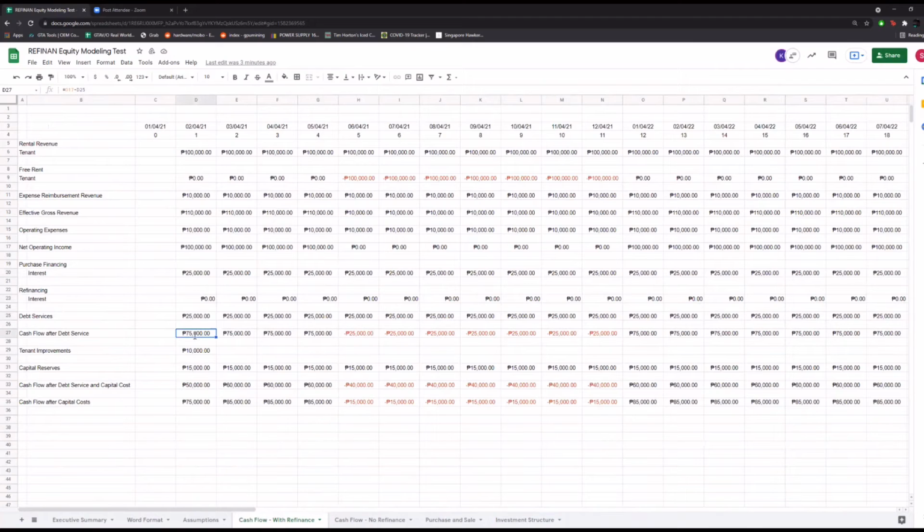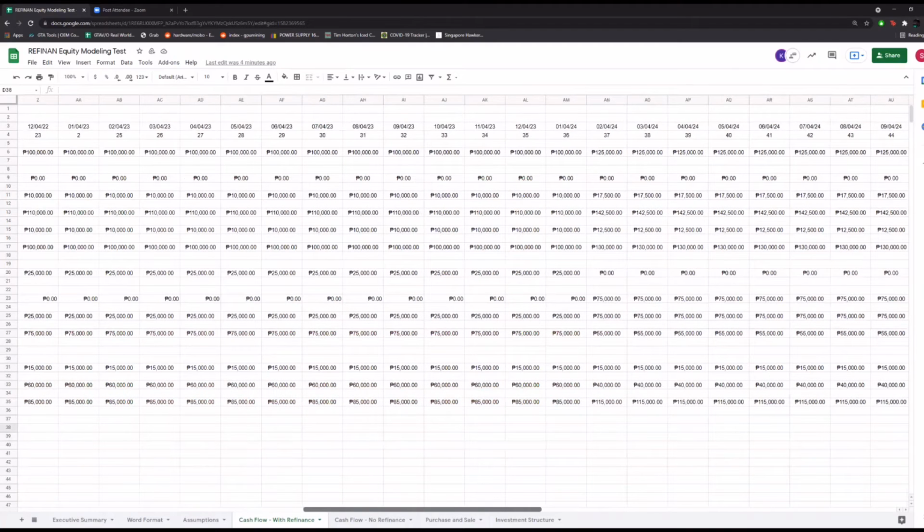For cash flow after debt, we basically subtracted the debt service from the net operating income, and that's what we did all the way until the end. For the tenant improvements, this is basically when the tenant wants to renovate their office or something, and they paid 10,000 at the start. For capital reserves, it is just 15,000 as indicated in our assumptions, all the way until the 72nd month.